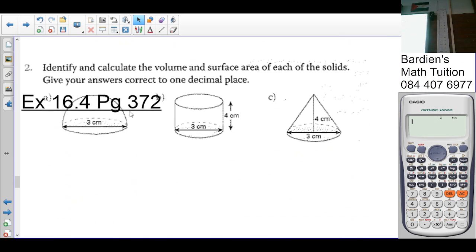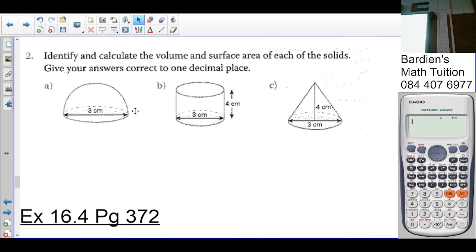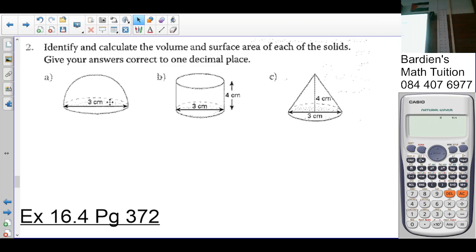Okay. Number 2, identify and calculate the volume and surface area of each of the solids. Give your answer correct to 1 decimal place. So if I look at A, what type of shape is this? A hemisphere, not so?